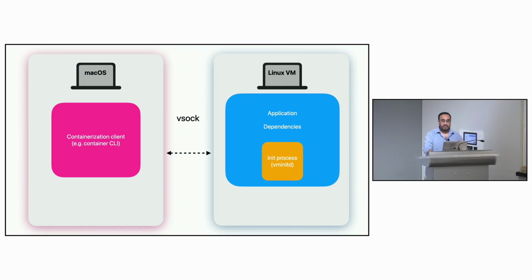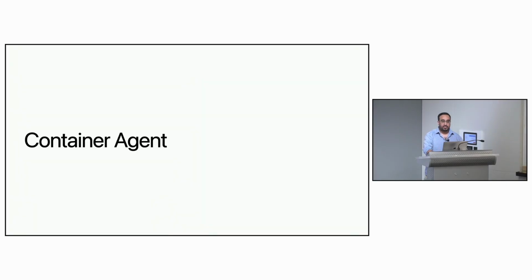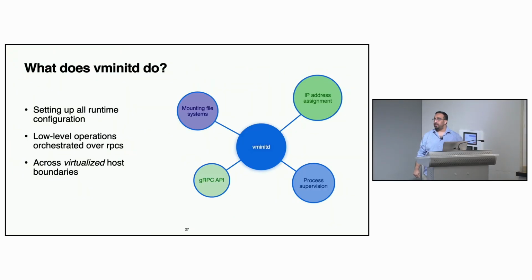Let's dive into more details about the actual container agent that leverages gRPC, VM-initd. So what does VM-initd actually do? At a high level, it helps set up all runtime configuration we need to set up an execution environment on the virtual machine to behave as a container. It's important to note that these are pretty low-level operations that are orchestrated over multiple RPC calls.